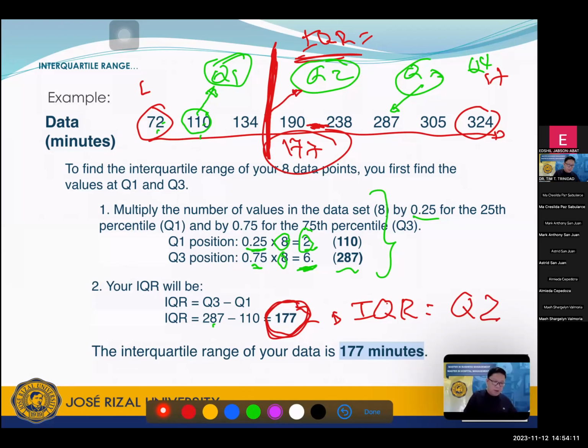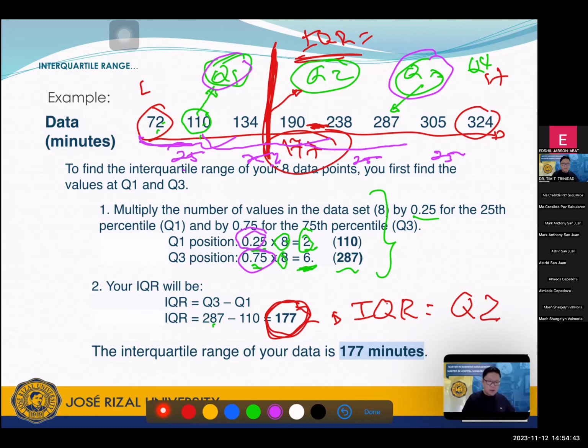So from here, your first quartile is 25, right? From your quartile 1 to quartile 2 is another 25%. Quartile 2 to quartile 3 is 25%. And quartile 3 to quartile 4 is 25%. So the value of your quartile 3 is 25 plus 25 plus 25, which is 75. Okay? 0.75. And the value of your quartile 1 is ito lang, 25. That is 0.25.